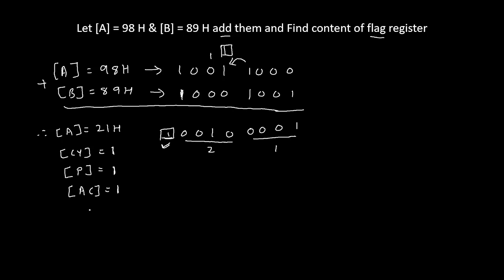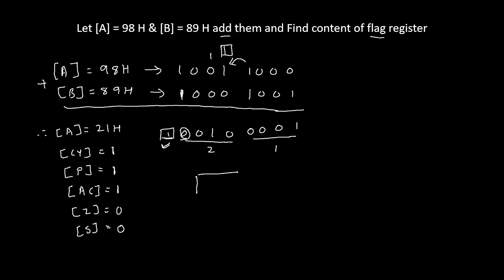Then next we will check zero flag. Zero flag simply checks whether answer is zero or not. And since our answer is non-zero number, that's why zero flag will remain zero. And finally, we will check the sign flag. Now over here, MSB of our answer was zero. And whenever MSB is zero, then sign flag is zero. And we will say that this answer is positive.